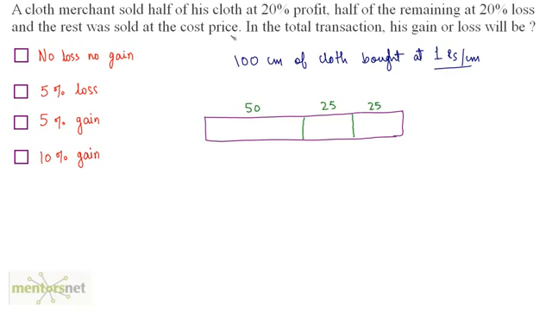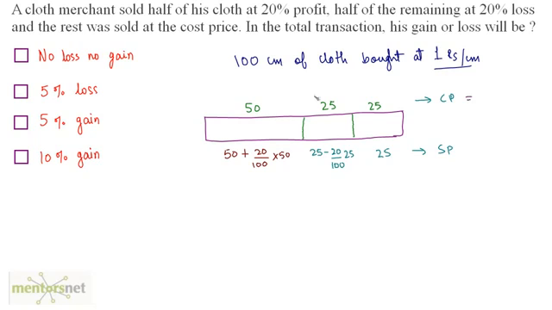Now the first half, it is said that is sold at a profit of 20%. So this cost price increased by 20%. So I have 50 plus 20% of 50. So 20 upon 100 times 50. Now half of the remaining will be sold at 20% loss. So this cost price decreased by 20%. So 25 minus 20% of this cost price. So minus 20 by 100 of 25, right? And the remaining was sold at cost price. So this is at cost price.